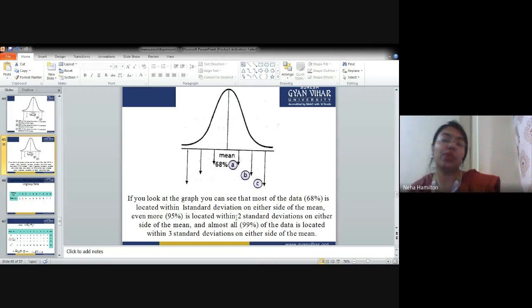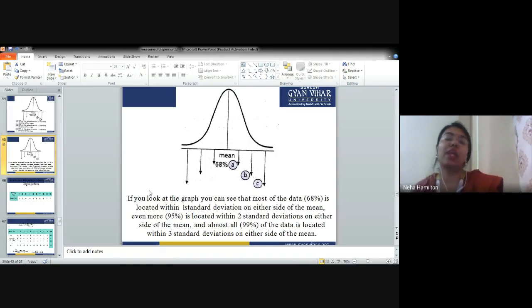Even more is located within the second standard deviation on either side of the mean, and almost all the data, which is 99% of the data, is located within the third standard deviation on either side of the mean. So if we cover standard deviation 1, 2, and 3, that gives us a complete idea of the full structure of the population, the full dispersion of the population, right?